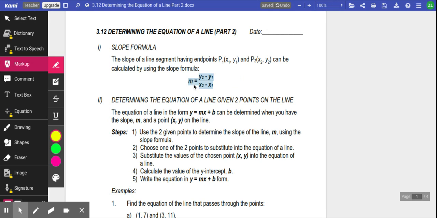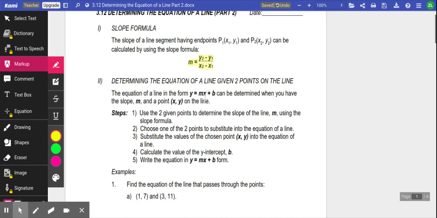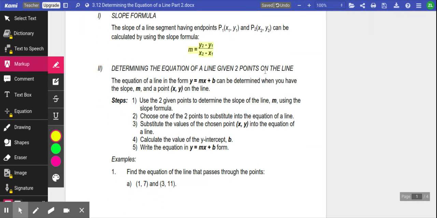So m, or the slope, is equal to y2 minus y1 over x2 minus x1, where the ones beside the x's and y's are just the points. So this being point 1 and that being point 2. Our job is to determine the equation of a line given 2 points on the line. And from there, we're able to put it in the form of y equals mx plus b when you have the slope and the x and y on the line.